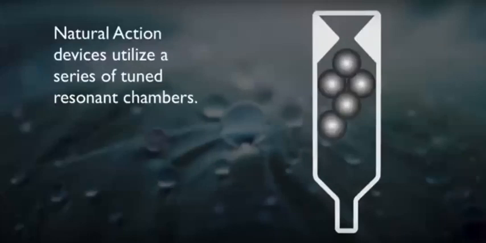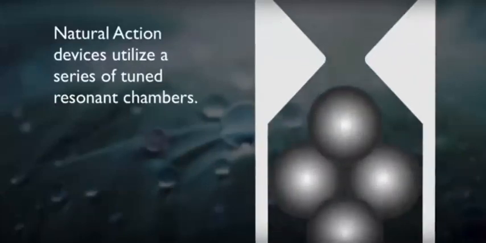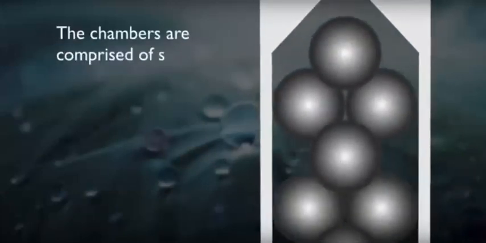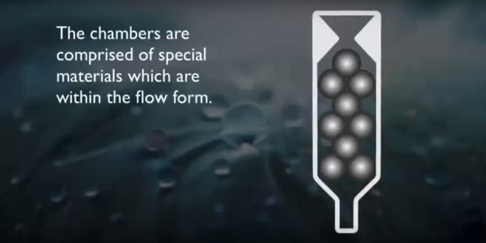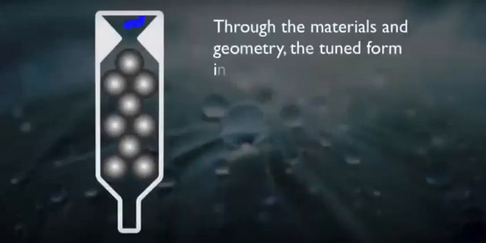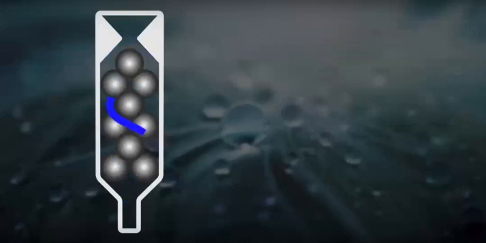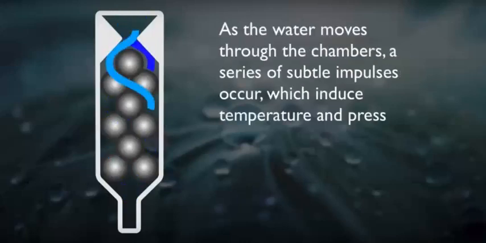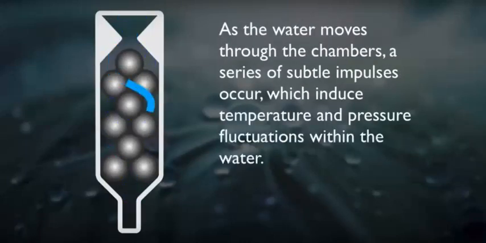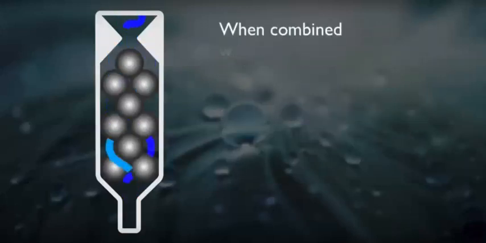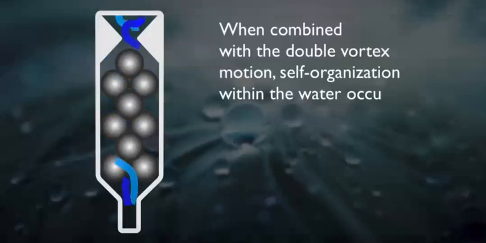Natural action devices utilize a series of tuned resonant chambers. The chambers are comprised of special materials which are within the flow form. Through the materials and geometry, the tuned form induces a double vortex in the water as it approaches, enters, and leaves the device. As the water moves through the chambers, a series of subtle impulses occur, which induce temperature and pressure fluctuations within the water. When combined with the double vortex motion, self-organization within the water occurs.